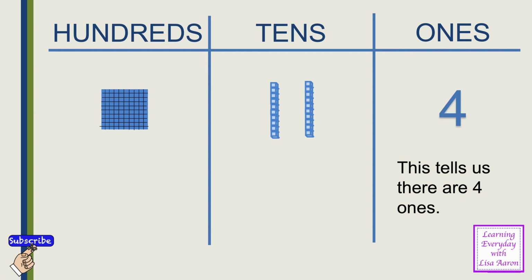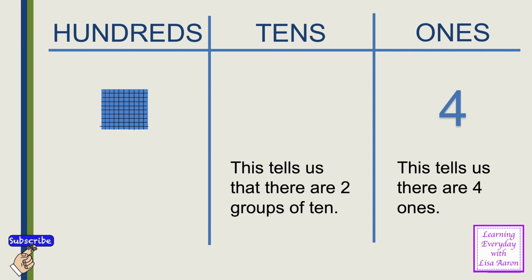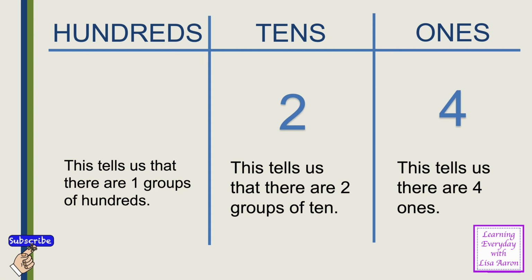Look at the tens column. How many tens do you see? Let's count. 1, 2. This tells us that there were 2 groups of 10. How many hundreds do you see? 1. This tells us that there was 1 group of hundreds. The number is 124.